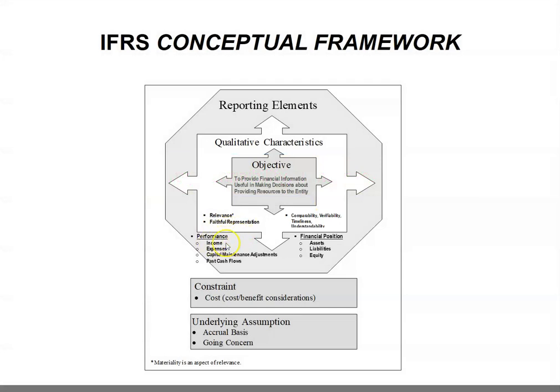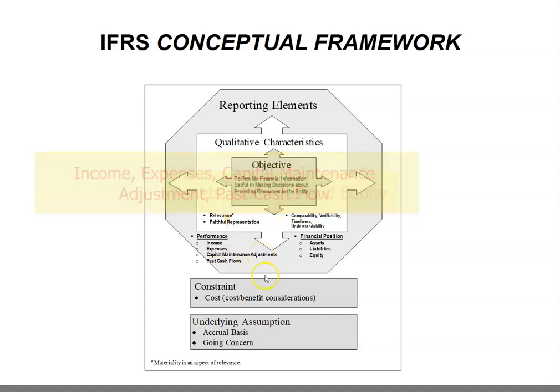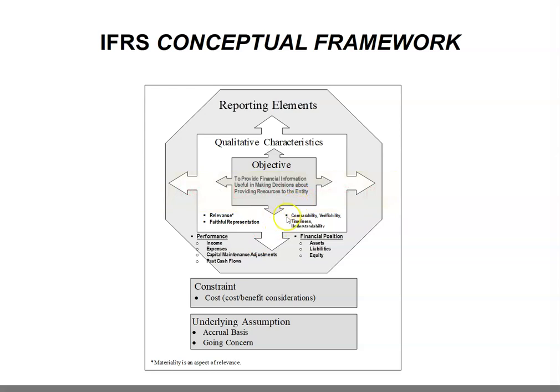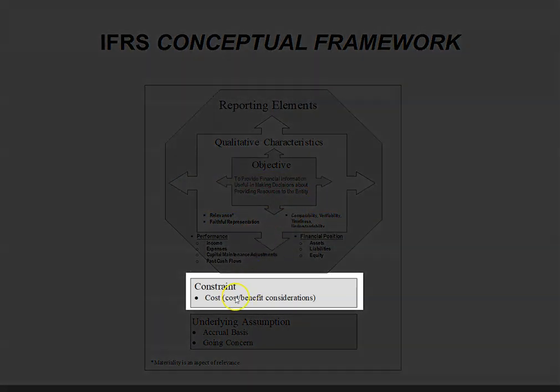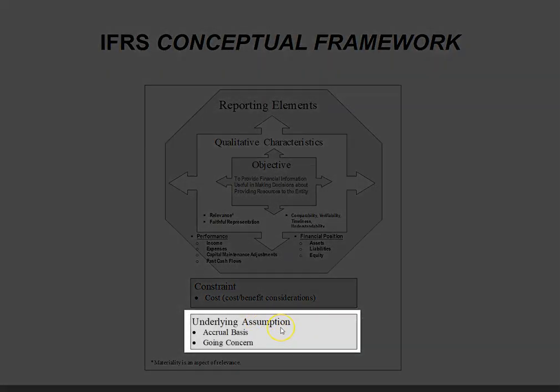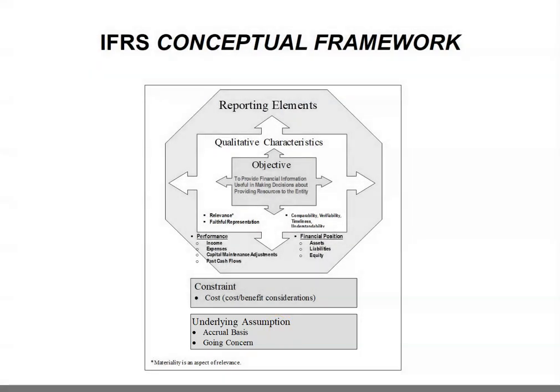The diagram then shows the elements of financial performance and financial position. Particularly, financial performance includes income, expense, capital maintenance adjustments, and past cash flows. The financial position elements include assets, liabilities, and equity. Underlying the conceptual framework are the constraints, which include cost-benefit considerations and the underlying assumptions such as accrual basis and going concern that help guide the preparation of standards as well as preparing financial reports.